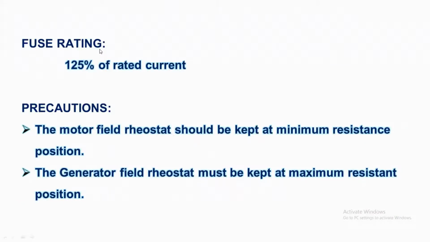Then the fuse rating. Normally here the load is connected, that is, the motor is connected to the generator. So the fuse rating is 120% of rated current. Then there are two initial precautions. The motor field rheostat should be kept at minimum resistance position. The generator field rheostat must be kept at maximum resistance position.